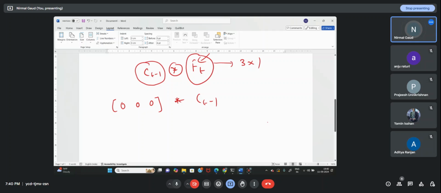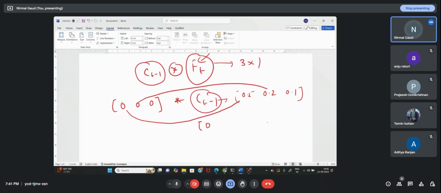Okay, let us suppose ct minus 1 is like, you can have 0.5, 0.2, 0.1. This is ct minus 1. You have to do point-wise multiplication. So 0 into 0.5, 0. 0 into 0.2, 0. 0 into 0.1, 0. All answers are 0. That means nothing to remember. Forget everything. Forget everything which is present in ct minus 1.